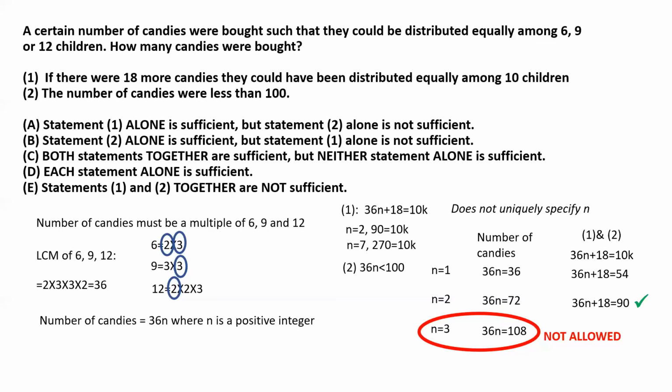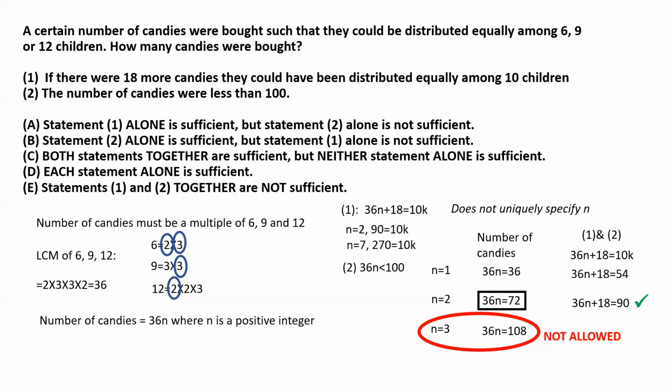So this is allowed, and this is pretty much the only option that satisfies both statements 1 and 2. So considering statements 1 and 2 together, we are actually able to uniquely specify the number of candies, which comes to 72. 36n is 72, right?